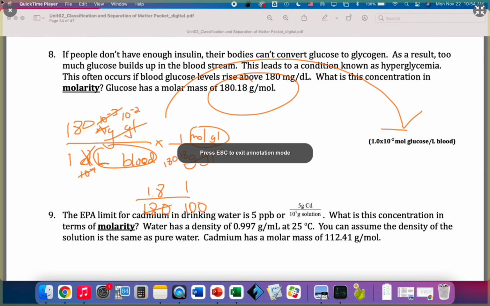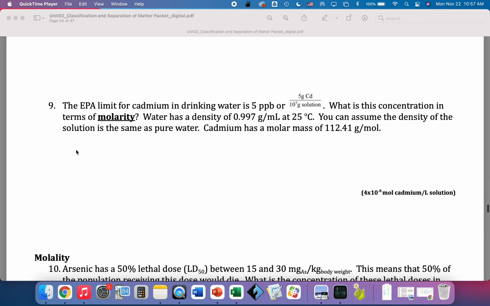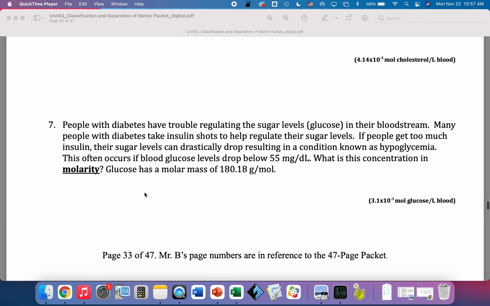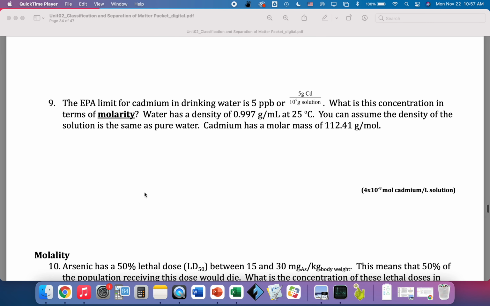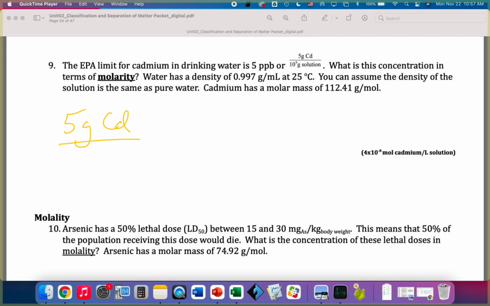All right, let's switch gears and take a look at problem number 9. We have the EPA drinking limit. This is going to be a very similar problem to what we did with the lead problem, which was problem number 5. But now we're dealing with cadmium. So we have 5 parts per billion, which it's helpful to write as a fraction. So we have 5 grams of cadmium over a billion parts of solution.